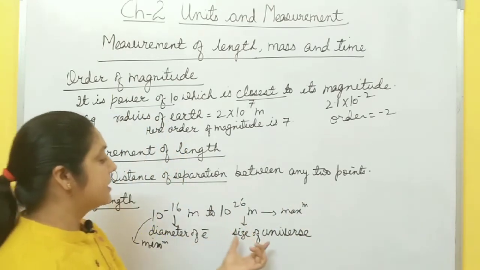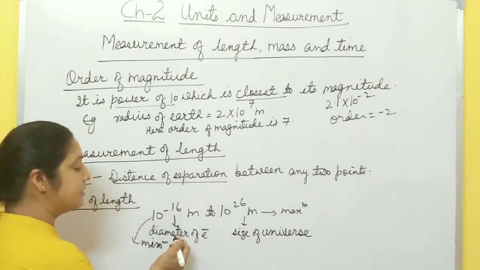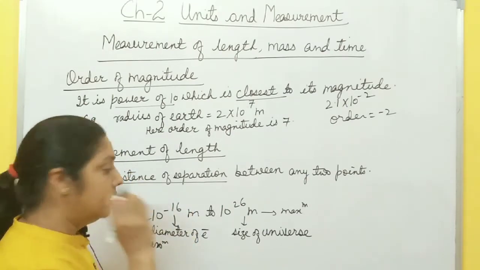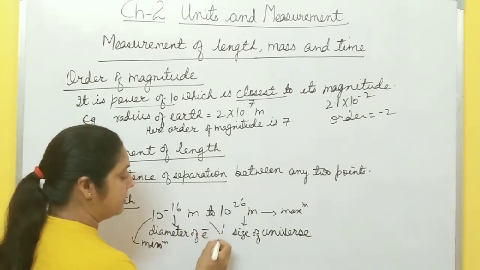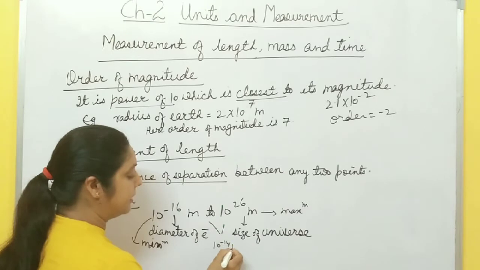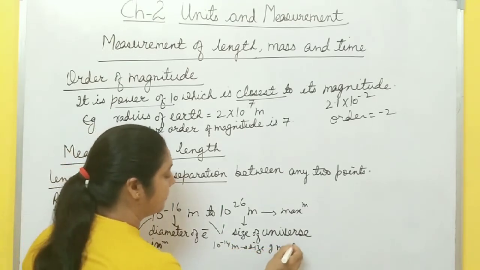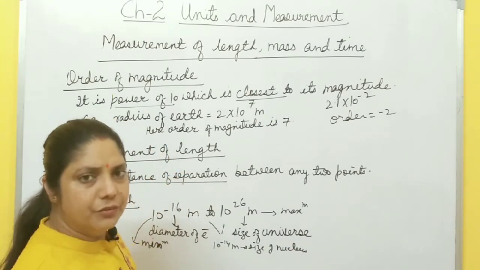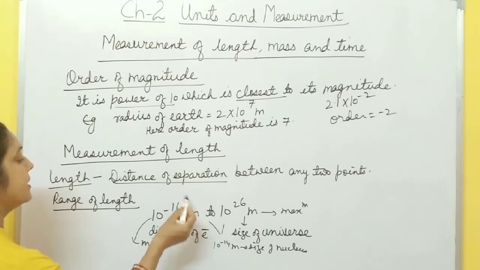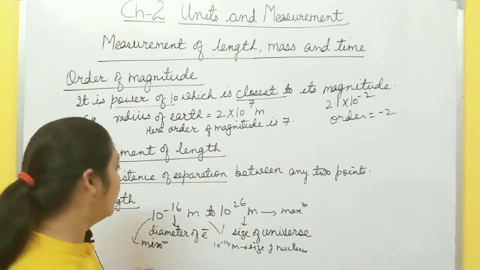10 to the power 26 is nothing but size of universe. And 10 to the power minus 16 meter is the diameter of electron. Right? Between this range comes 10 to the power minus 14 meter, that is size of nucleus. Or size of anything, pen, pencil, marker, nucleus, anything, right? So this is the range between which you can measure the length of any physical quantity.